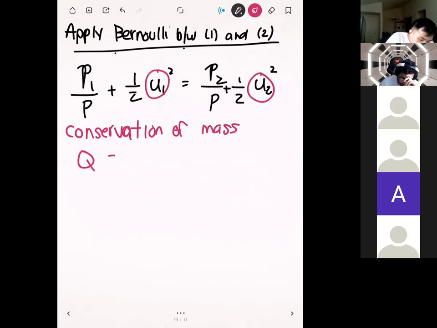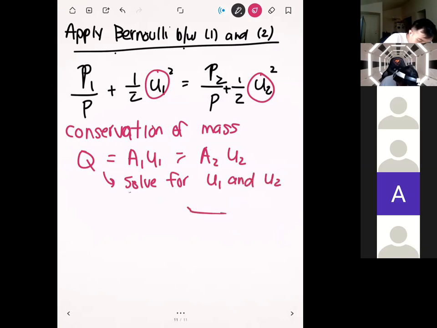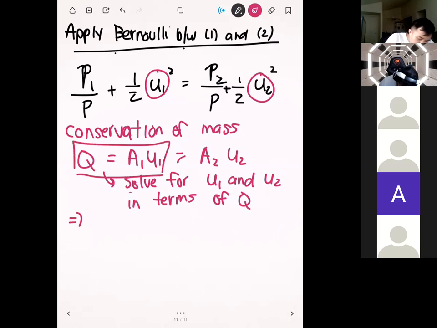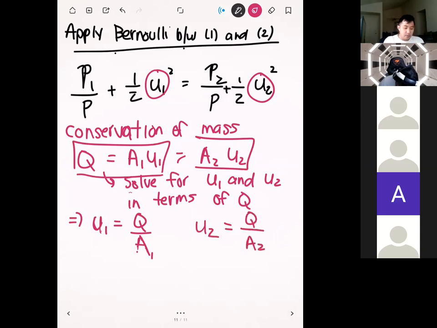Conservation of mass tells us that the flow rate, Q, is equal to A1U1. It's also equal to A2U2. Let's solve for U1 and U2 in terms of Q. If we take the first part of the relationship and divide both sides by A1, we get U1 is equal to Q over A1. Then if we take the second part of this relationship, we get that U2 is equal to Q over A2. From here, we can plug these in, and we'll cut down our number of unknowns to 1 because we'll have everything in terms of Q. And we'll assume that we know the areas as well.